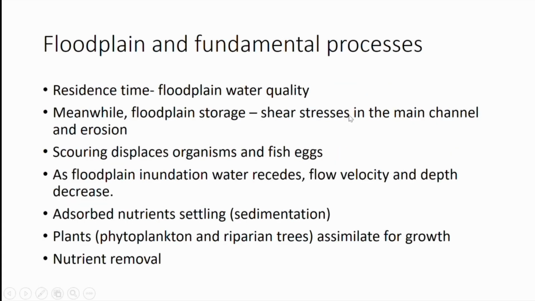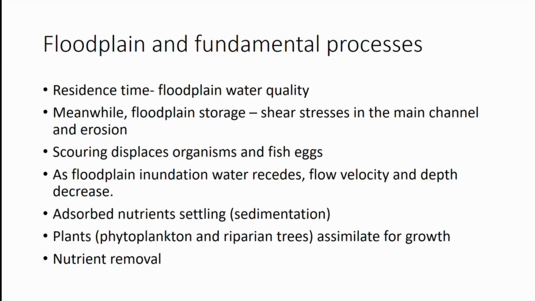And depending on how long the inundated water stays on the floodplain, you could have so many water quality processes also going on. So for instance, you can have settling of nutrients within the floodplain and the transformation of organic matter into various forms occurring at the same time within the floodplain.